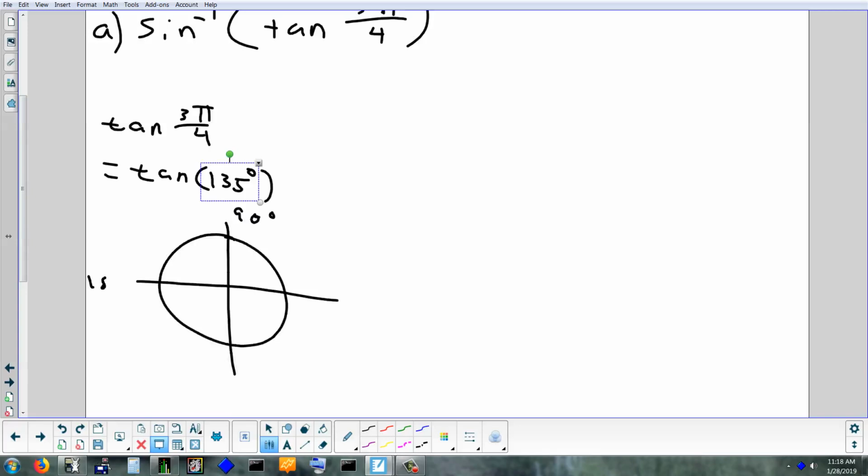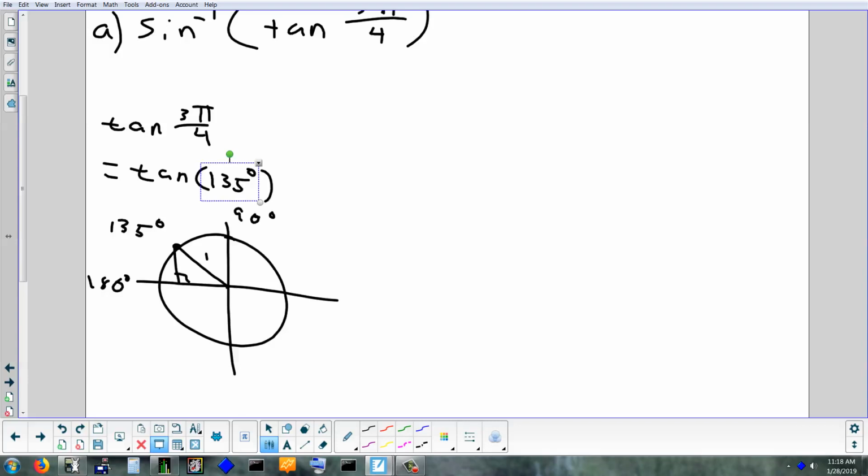Here's 90. Here's 180. I'm going to put the point somewhere on the circumference of that circle. Where's 135 in relation to 90 and 180? Closer to 90? Closer to 180? Right in the middle. So if I put it right in the middle, okay, we went over this when we did unit circle trig. What kind of triangle did I just draw? What are the angles in it? Yep. 45, 45, 90.